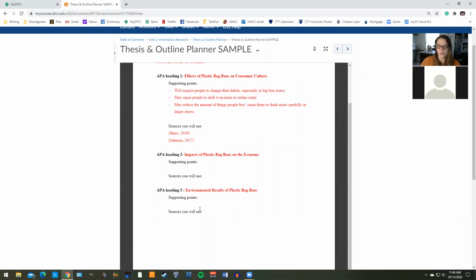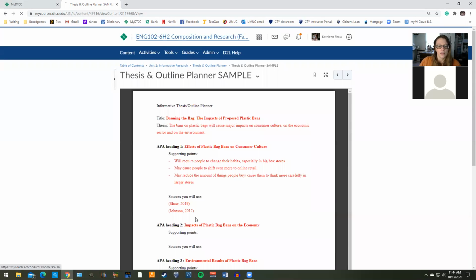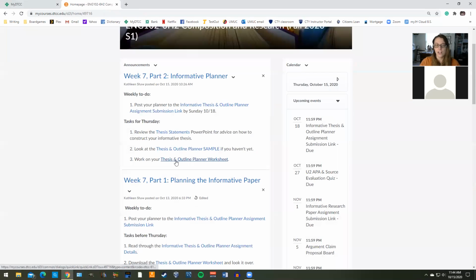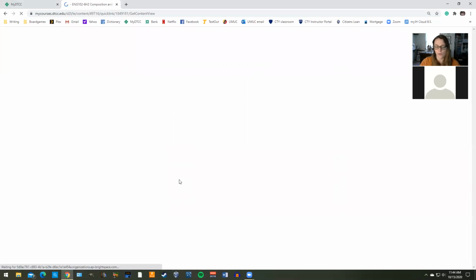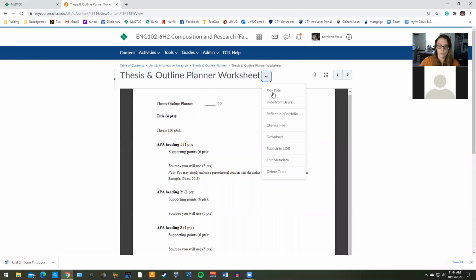I didn't do it for these two because hopefully this example will show what you're supposed to do. If you look here, this is the actual worksheet that I want you to fill out. So here's the worksheet in all of its glory, worth 50 points. I'm going to go ahead and download it. There we go.